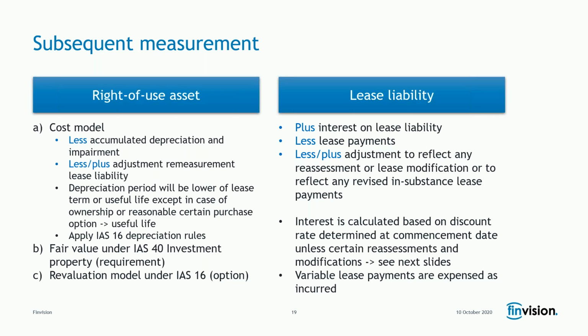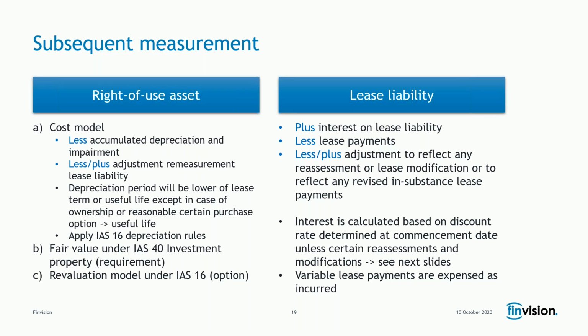Okay, the depreciation period, that's something I already told you, will be the lower of the lease term or the useful life. So in many cases, it will be the lease term, except of course, when you have a transfer of ownership or a reasonably certain purchase option. And also the depreciation rules of IAS 16 property, plant and equipment do apply. What is that? Will it be a straight line depreciation method, or will I use another type of depreciation method?